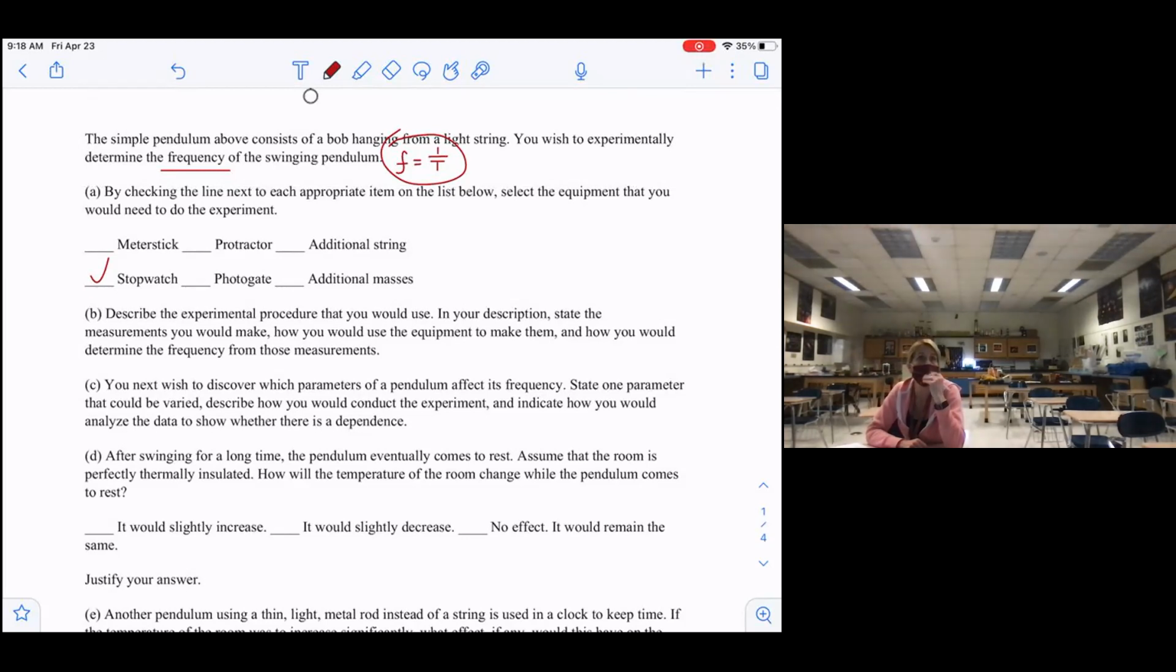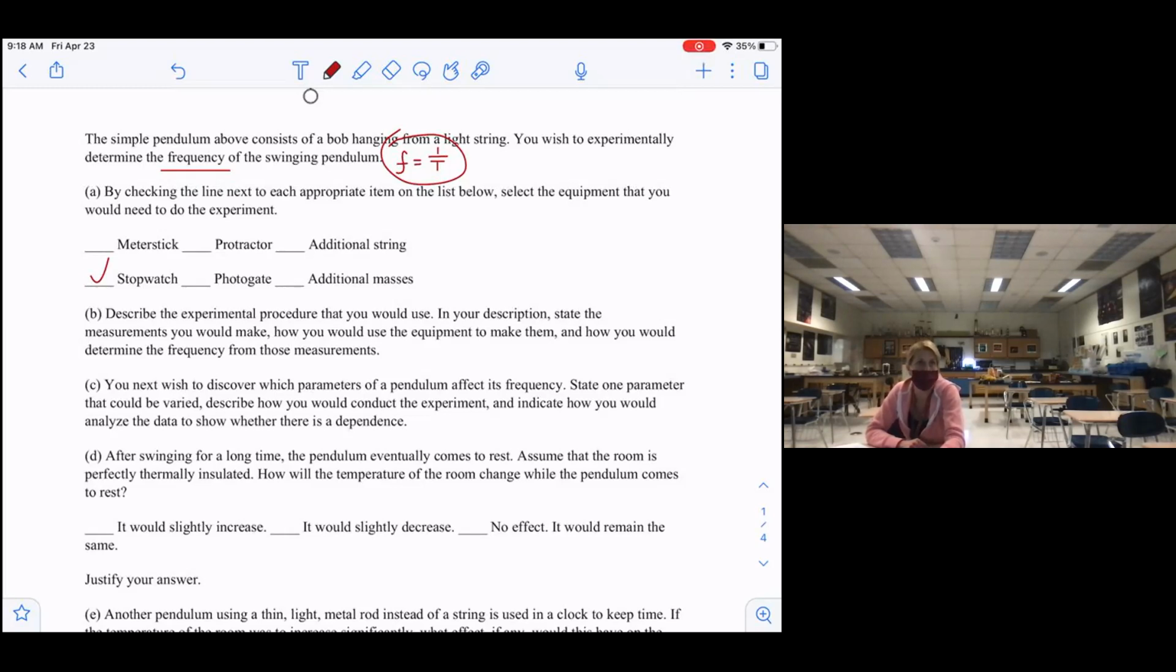You would then state you would need your stopwatch to determine the period. You might want to say that is related to your dependent variable. So how you would get the frequency is to obtain your period from your timing device, and then using frequency as the inverse of the period, you would then have your frequency.